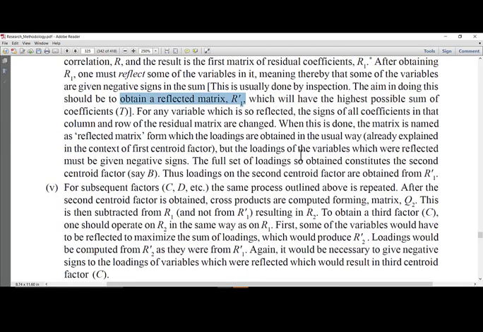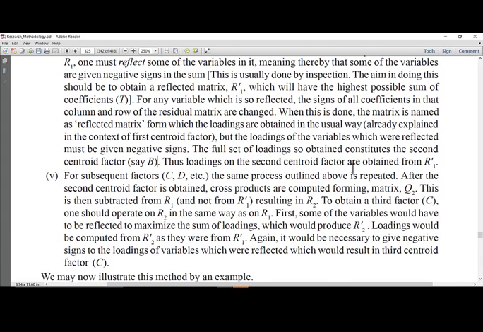When a reflected matrix is made, the loadings are obtained in the usual way, but the loadings of the variables which were reflected must be given negative signs, and that we have seen. At the end, after calculating the factor loadings, we have assigned the negative signs corresponding to centroid factor B. Thus loadings on the second centroid factor are obtained from R1 dash.